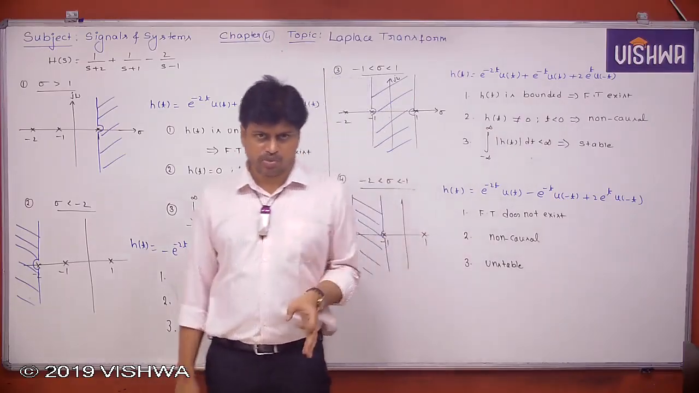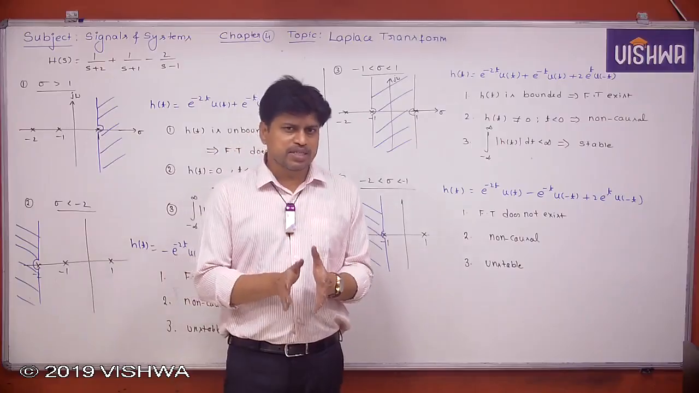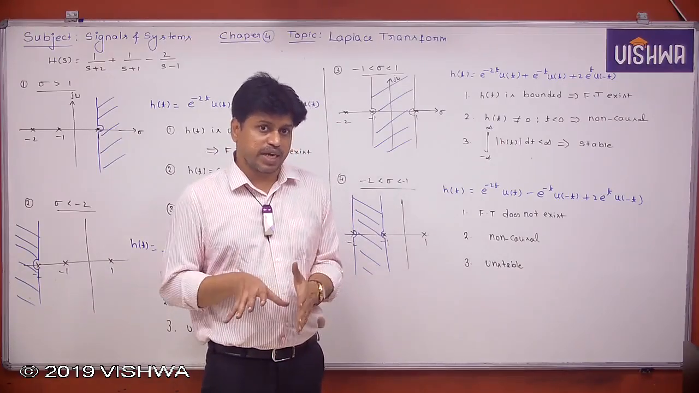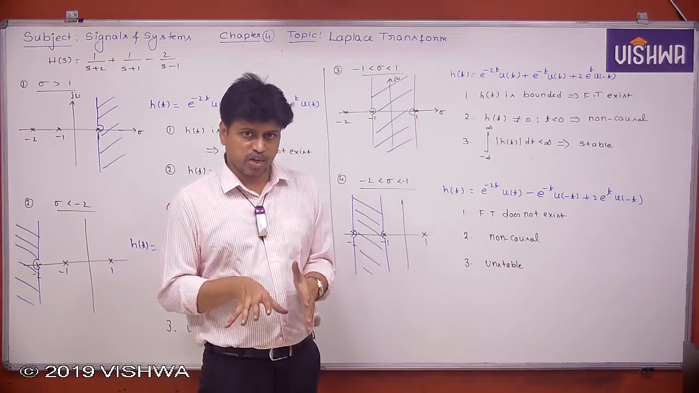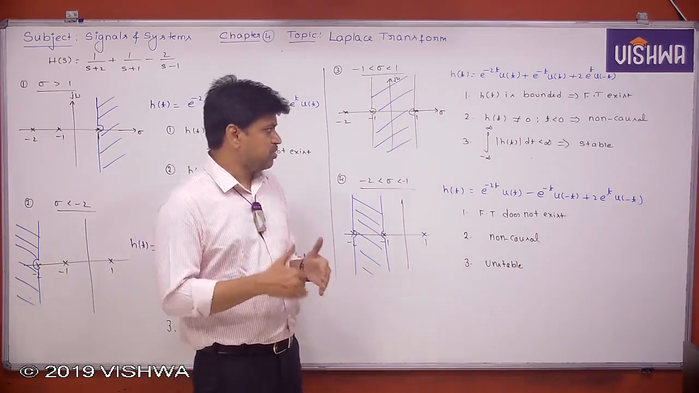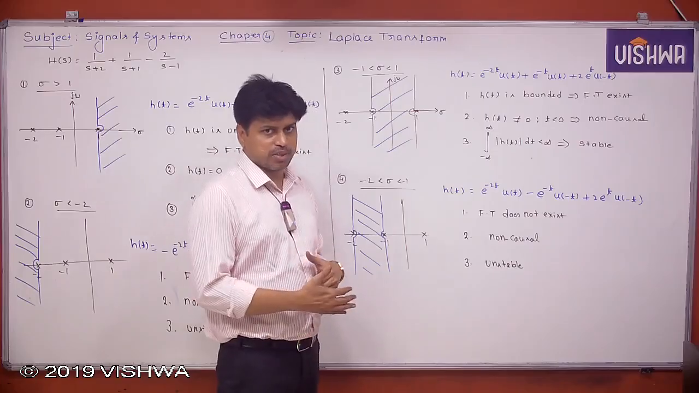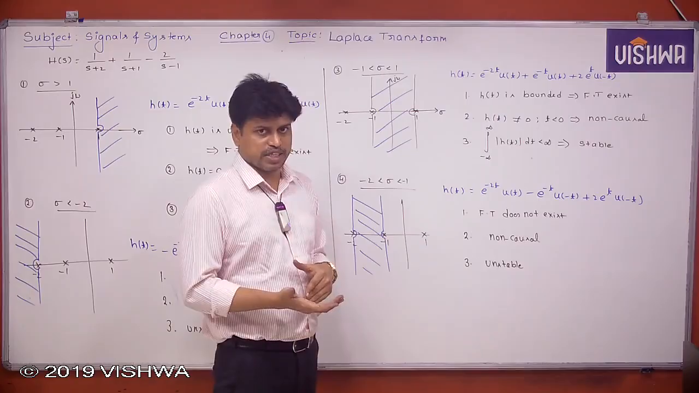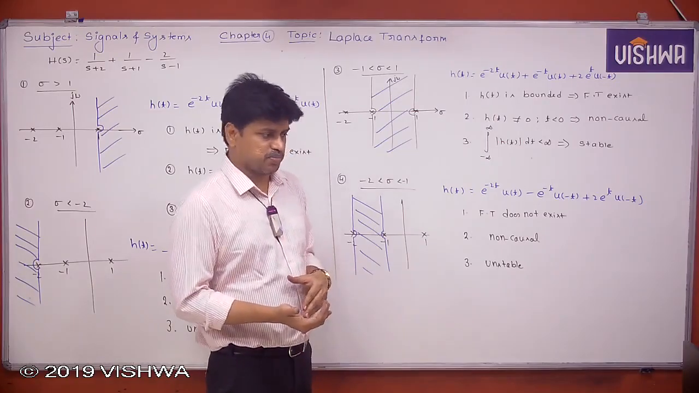In the next class we will see, to make a system both causal as well as stable, what is the condition? We have seen causality and we have seen stability, but if I combine both properties, what condition can we create? We will see in the next session. Okay, thank you.